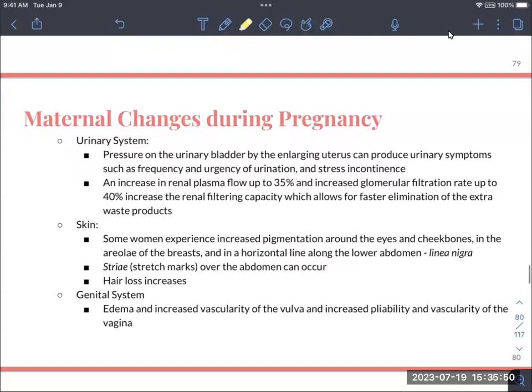And that urinary system, since that uterus sits right on top of it, it can cause urinary symptoms like frequency, urgency, stress incontinence. Increase in renal plasma, increased glomerular filtration rate. Your skin. Some women may get increased pigmentation around their eyes and cheekbones. The areola of the breasts, and then that linea nigra down the middle of the stomach. Striae or stretch marks can occur. Tearing of that connective tissue layers, that dermis that forms scar tissue. Hair loss. That genital system can start to collect edema. They get increased vascularity to the vulva.